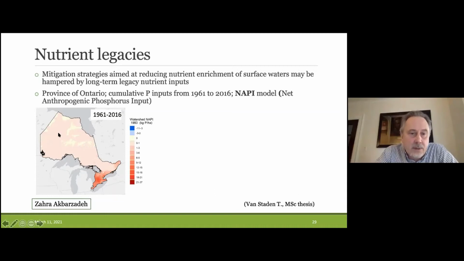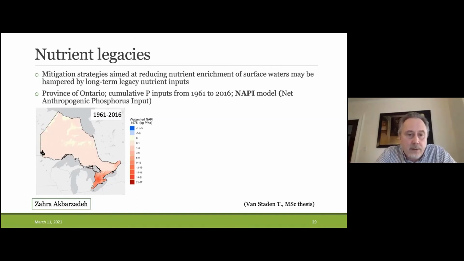And so in this project, also supported by Zara, was an assessment for the entire province of Ontario of the cumulative phosphorus inputs from 1961 to 2016. If you look at the graph here and you see this little counter, what you're seeing here is, year by year, what's called the net anthropogenic phosphorus inputs distributed over the entire province of Ontario.